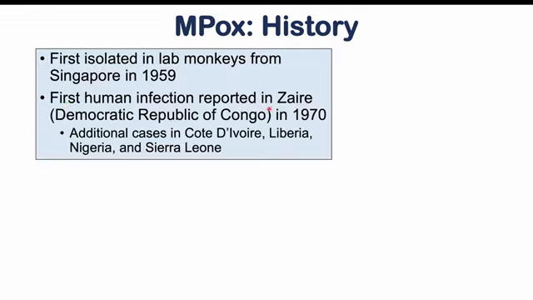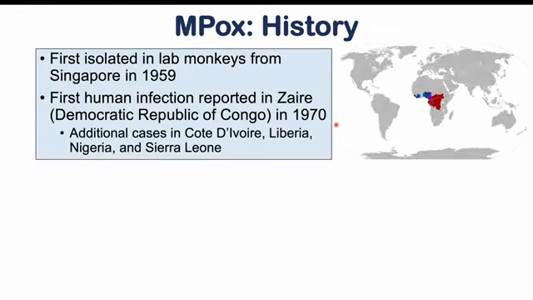but the first human infection was actually reported in Zaire, which is modern-day Democratic Republic of Congo, in 1970. There were then additional cases in Côte d'Ivoire, Liberia, Nigeria, and Sierra Leone. So some of the earliest cases started in Central Africa, and then we started seeing more on the west coast of Africa.